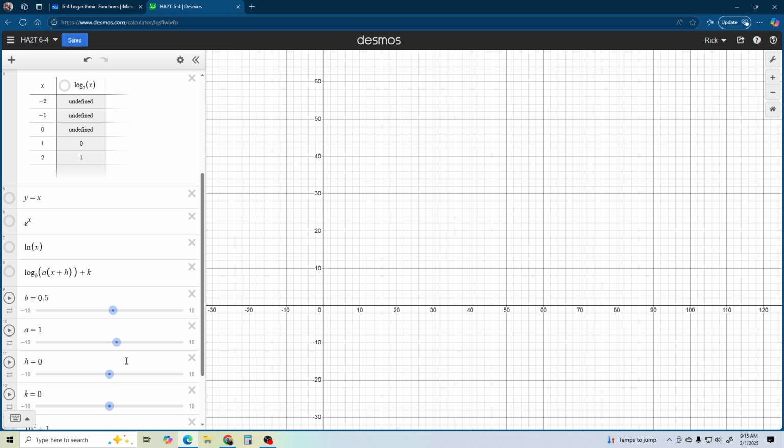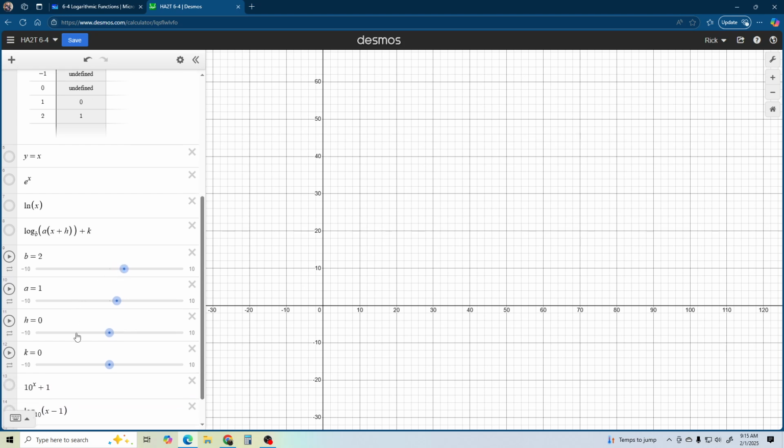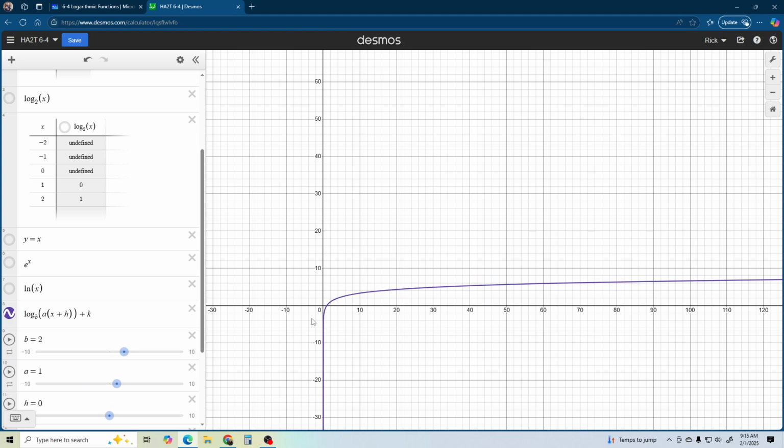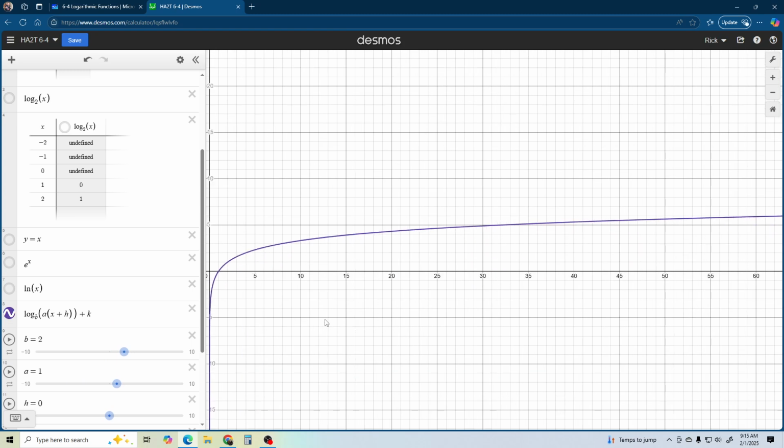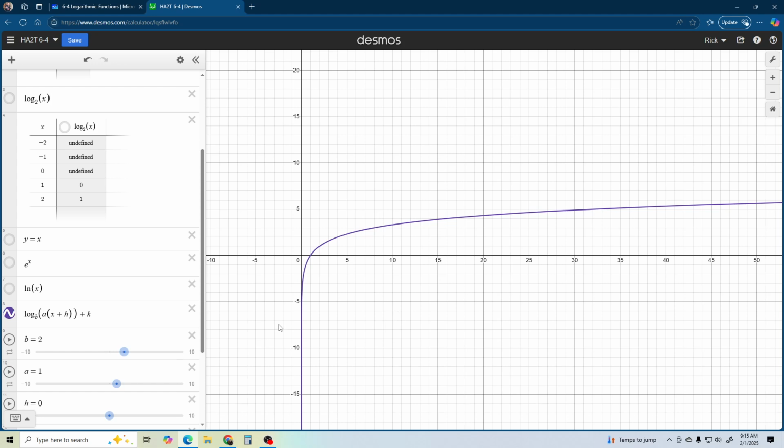Remember how k before would kind of raise or lower the asymptote of our exponential graph? Well, h is going to influence the asymptote of this graph. So let's go ahead and turn b back into 2, just for the sake of having this here. Let's turn this back on. Okay, so here's our original graph. This is the one we were talking about.